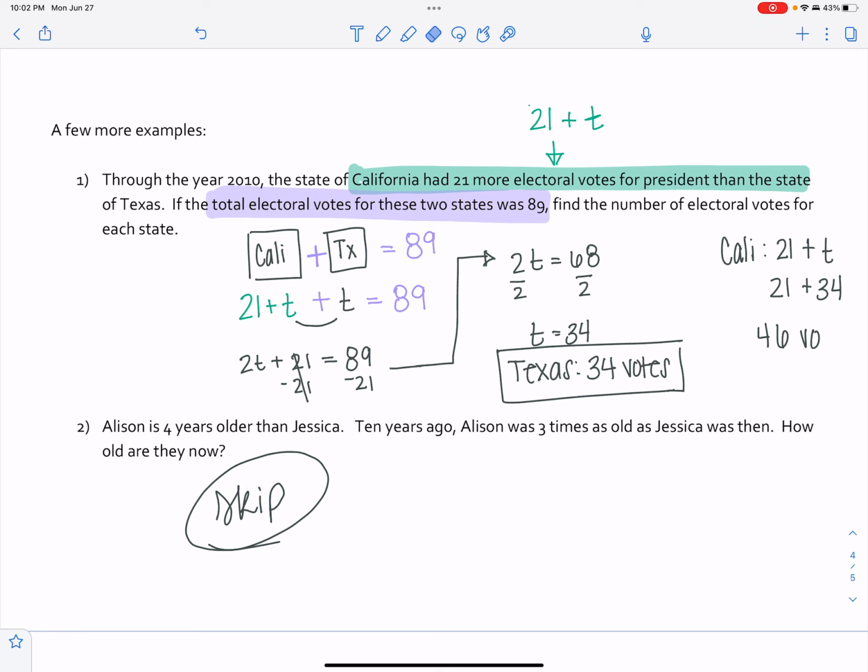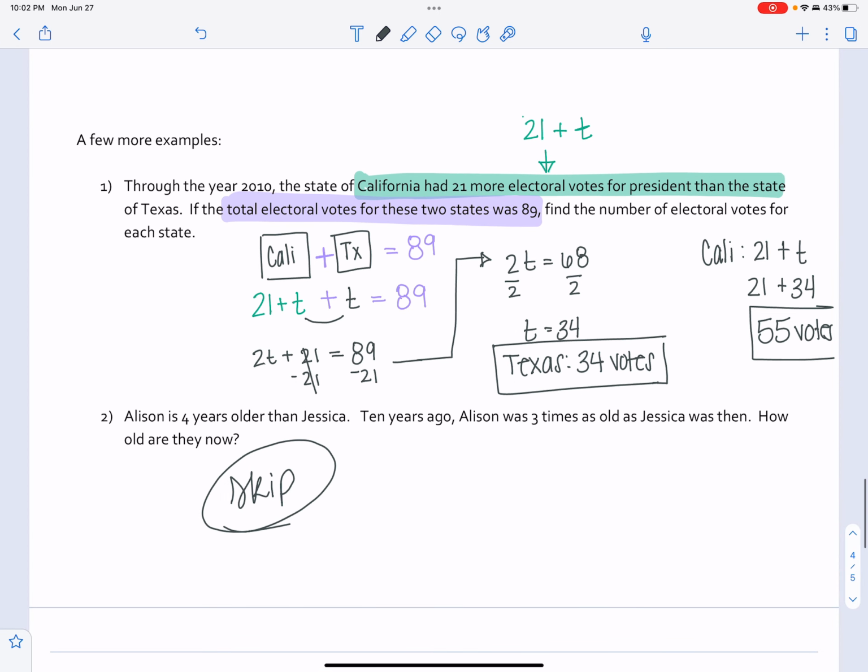Nope, my math is off again. 55 votes. And so that would be the answer to both of those, California's and Texas's electoral votes. And then we're going to skip that last one on this page.